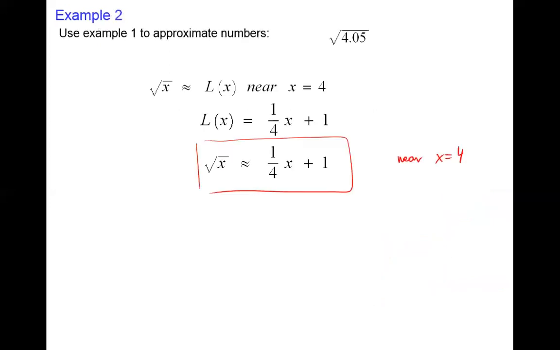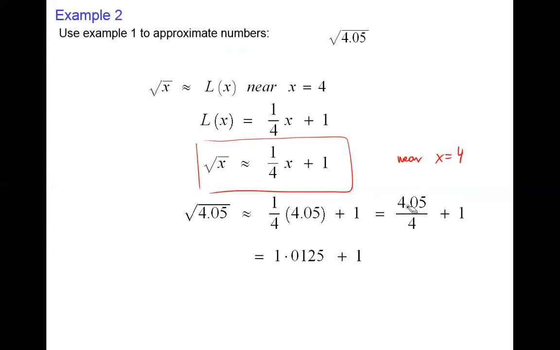Now I have to approximate the square root of 4.05. I can substitute 4.05 instead of x, and hopefully do this basic operation without a calculator. 4.05 divided by 4: 4 divided by 4 is 1, and 500 divided by 4 is 125, of course paying attention to the decimal points. Plus 1, that gives 2.0125. That is the square root of 4.05 using the approximation.